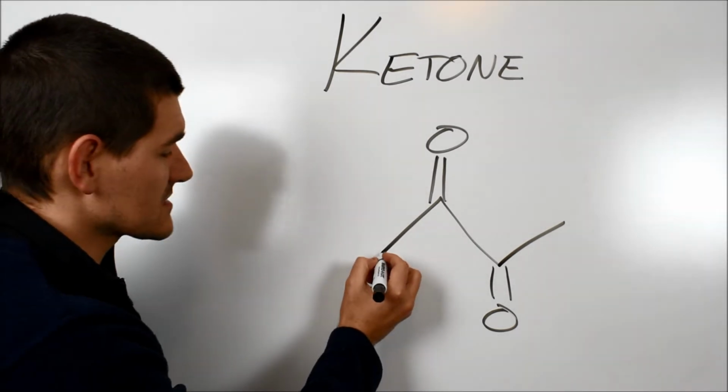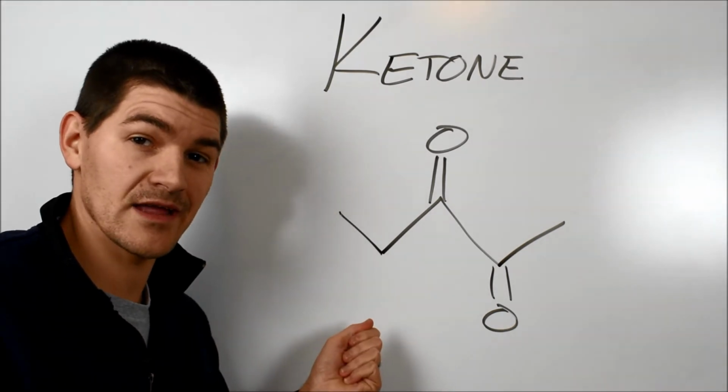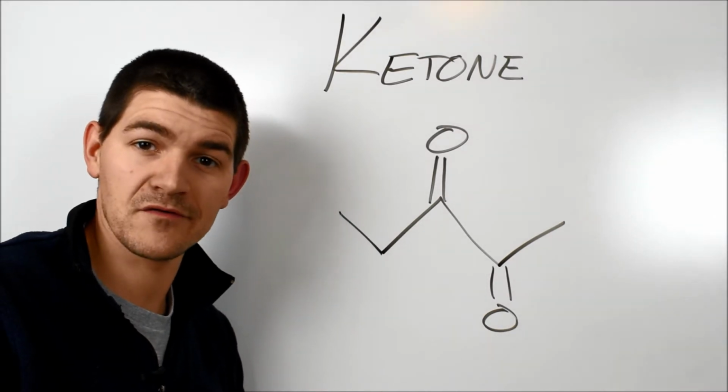If we take diacetyl and we add one more carbon, we go from 2,3-butane-dione to 2,3-pentane-dione. And this molecule, 2,3-pentane-dione, imparts a honey flavor instead of a butter flavor.